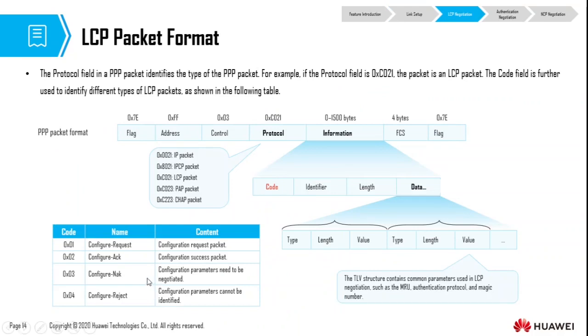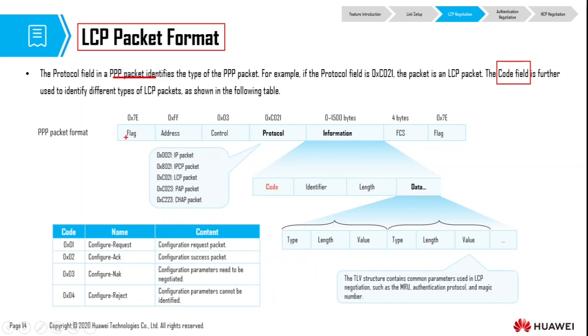So let's now look at the LCP packet format. Just like we've done with the IP header, the Ethernet header, and many others, we also need to understand the link control protocol packet header. Now, the protocol field in a PPP packet identifies the type of PPP packet. Then we have the code field, which is further used to identify the different types of LCP packets.